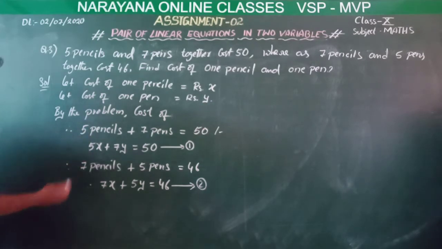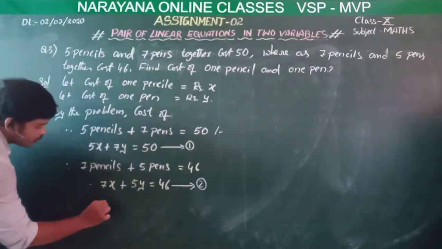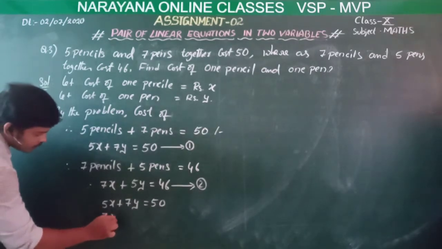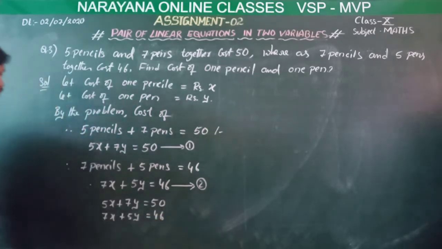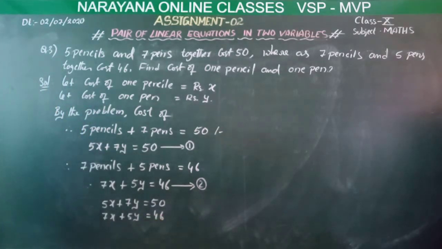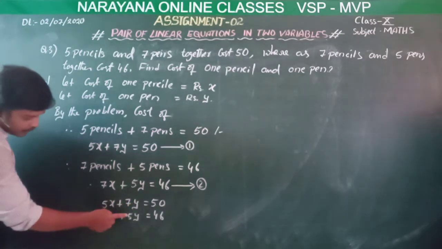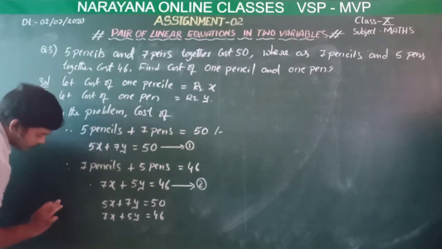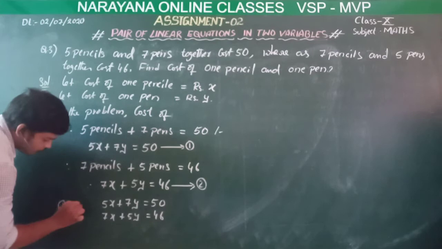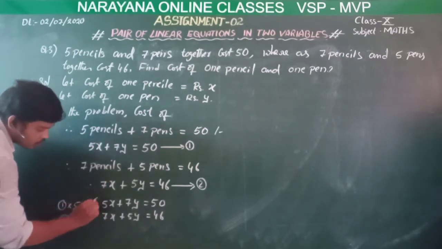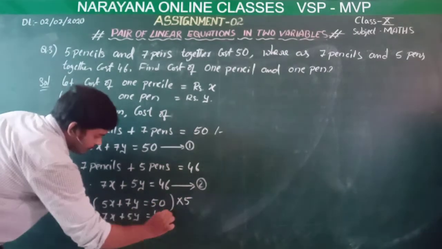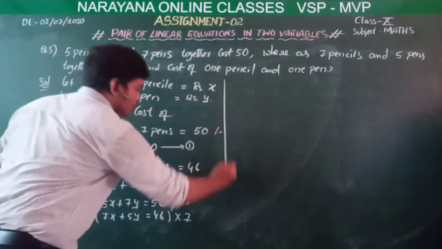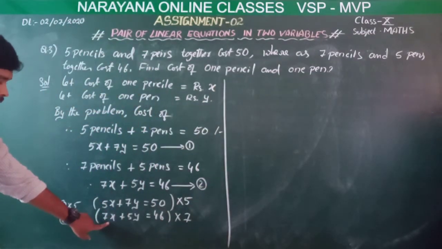See children, we are writing both the equations together: 5x plus 7y is equal to 50 and 7x plus 5y is equal to 46. Let us solve these two equations by using the elimination method. First we eliminate y, so we should multiply equation 1 by 5 and equation 2 by 7, the y coefficients. Understood children? First equation is multiplied by 5 and second equation multiplied by 7.